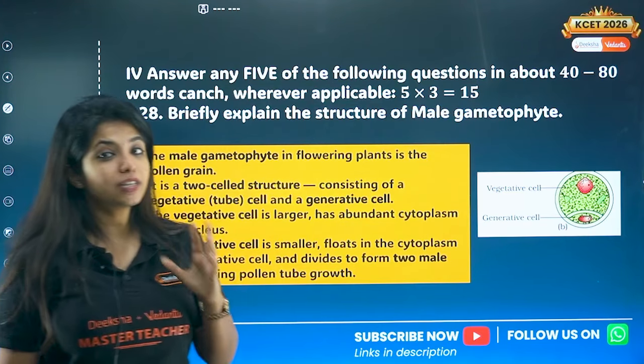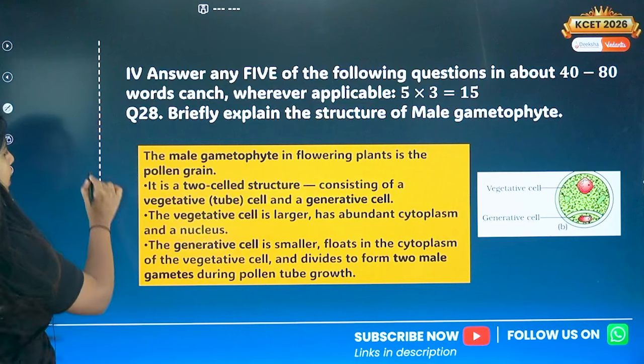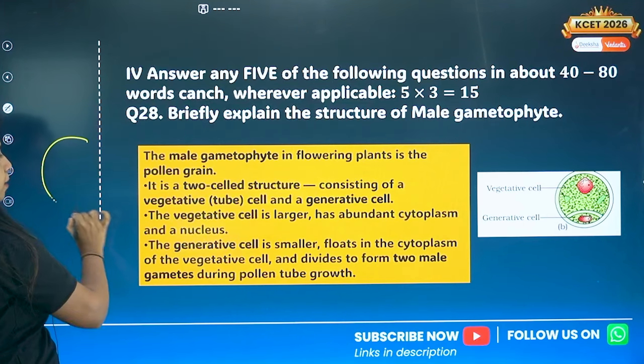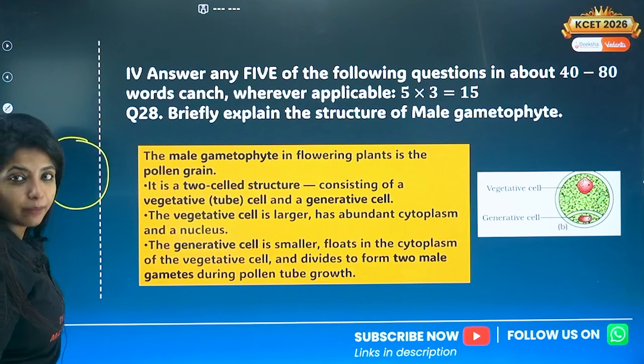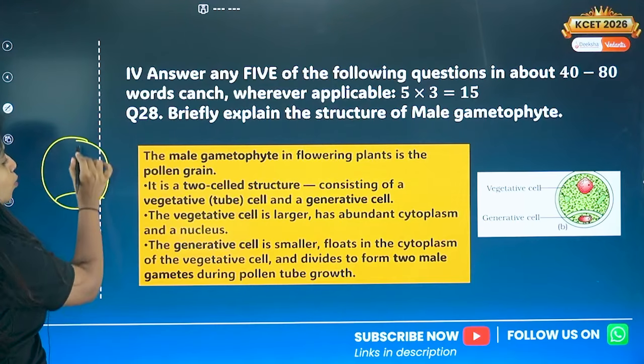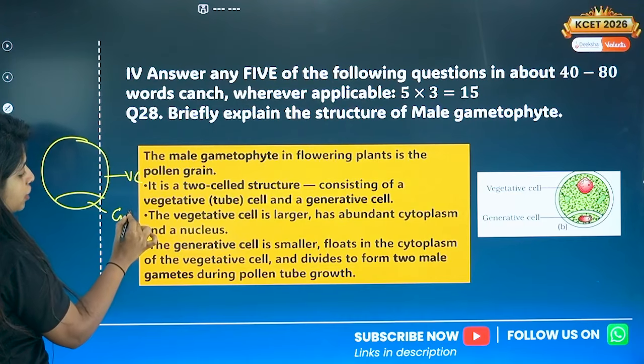And in pollen grains, what is the thing that you need to remember? First of all, write it down, whatever things are there. Okay, and second, explain with the help of a diagram. So this is a pollen grain, or you call as male gametophyte. It has 2 types of cells. One is the vegetative cell, this is the vegetative cell, and this is the generative cell.